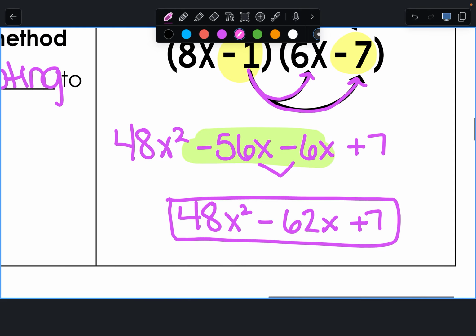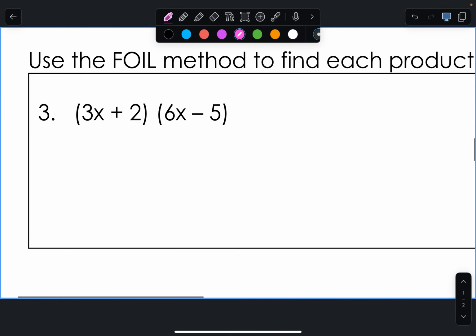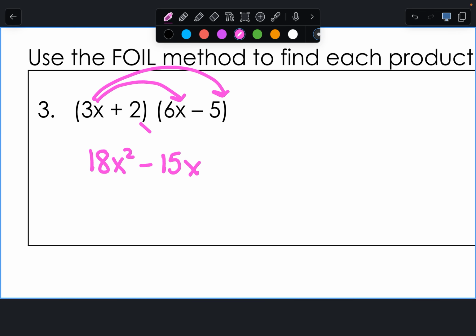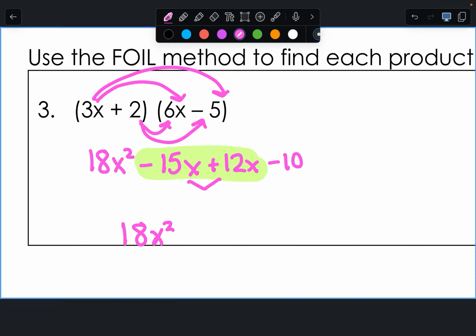Number 3. Ready? Using the double distributive method. 3x times 6x is 18x squared. 3x times negative 5 is negative 15x. 2 times 6x is positive 12x. And then 2 times negative 5 is negative 10. Always combine the two middle ones. So 18x squared, negative 15 plus 12 is negative 3x, minus 10.